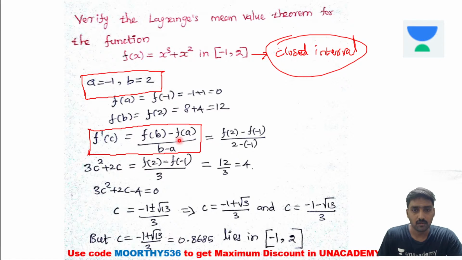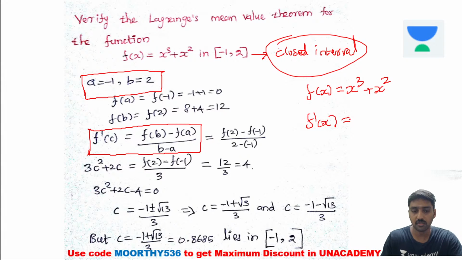Okay. Now f dash of c, we require the value of f dash of c. For that we need to differentiate the function one time with respect to x. So while differentiating the function, what will be the value? Yes, I will derive it. Listen, f of x is equal to x cube plus x square. Now f dash of x is equal to 3x square plus 2x. So this is the value, right?